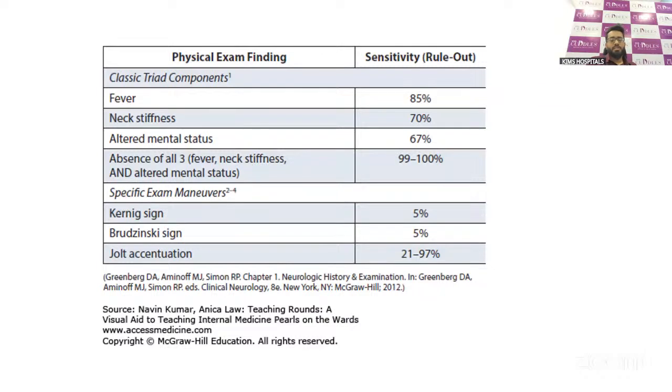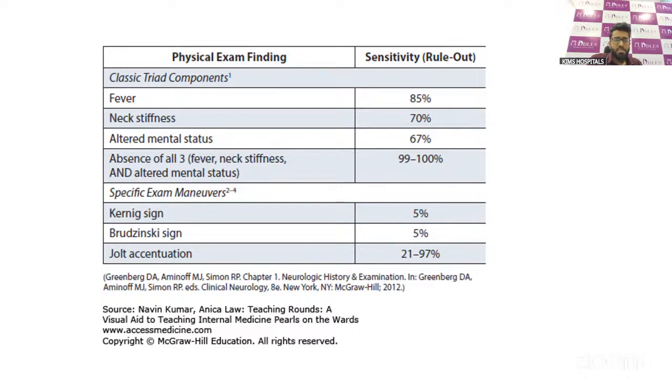So this is one slide which is extremely important. You cannot exclude meningitis, you cannot exclude encephalitis when you say that the physical exam does not show meningeal signs. So whenever you document that there's no meningeal signs, it doesn't mean that you're ruling it out. So you need to know the sensitivities. Fever also has only 85% sensitivity, that means you can have a CNS infection without a fever as well. Neck stiffness in case of meningitis, the sensitivity is only 70%. Altered sensorium is 67%.